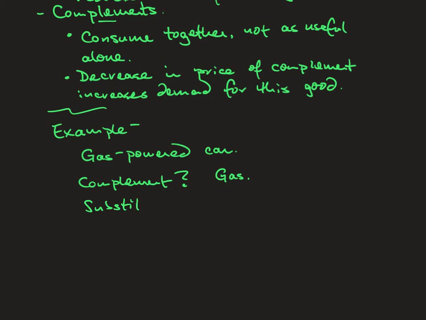Oh, and by the way, remember my explanation: complements are things that you tend to want to consume together rather than on their own. Like buying a car but no gasoline is kind of useless, and buying gasoline without a car is also useless. But when you buy both of them together, you get something useful. So that's that second explanation of complementary goods. Okay.